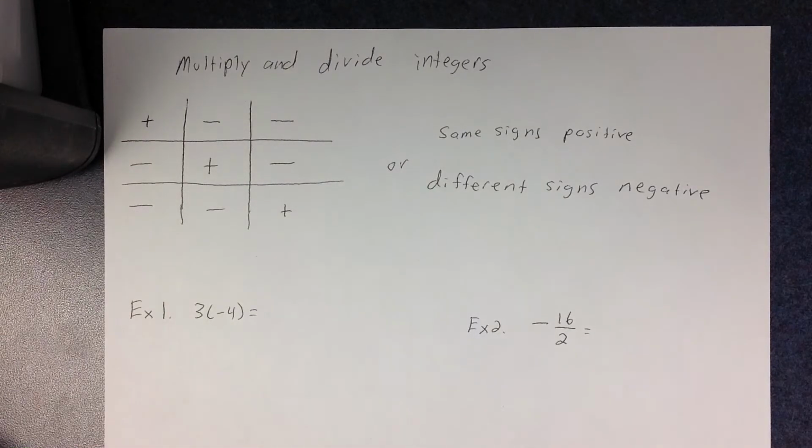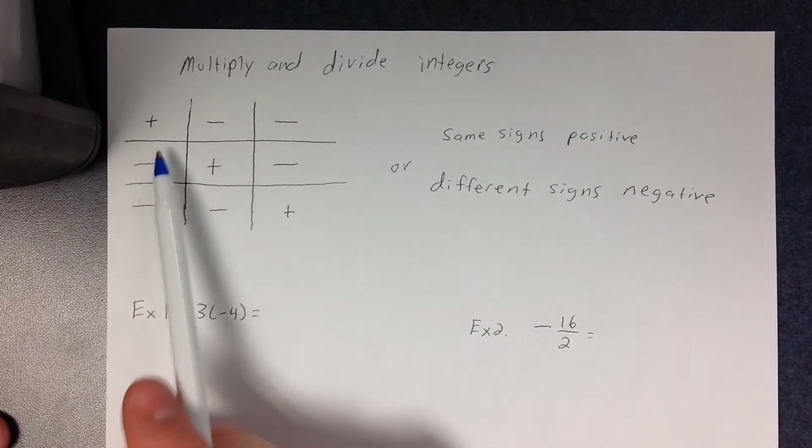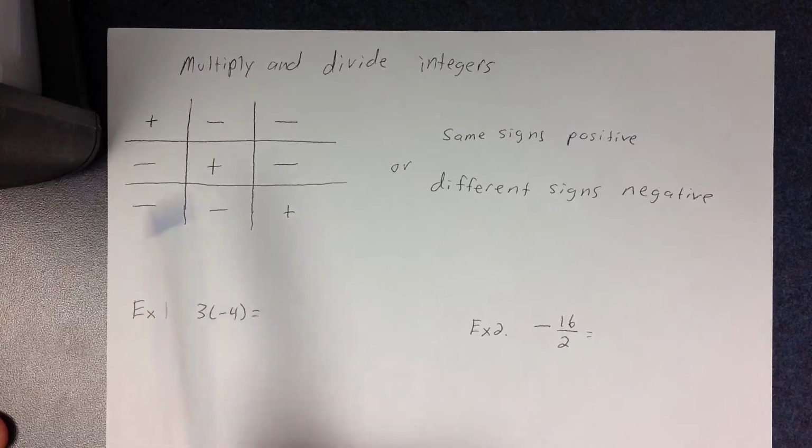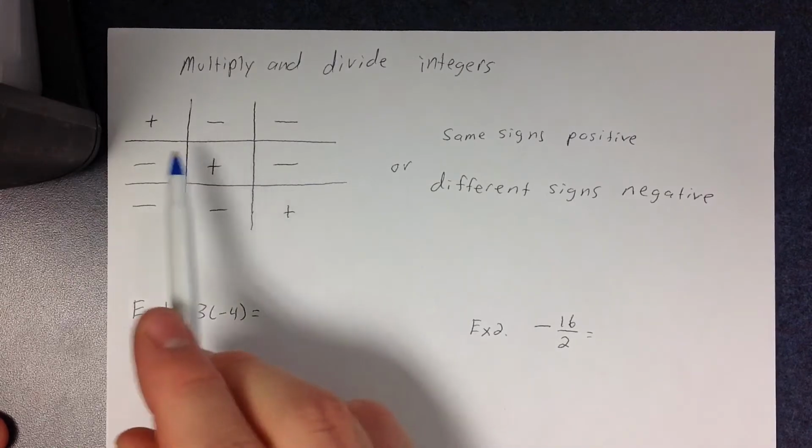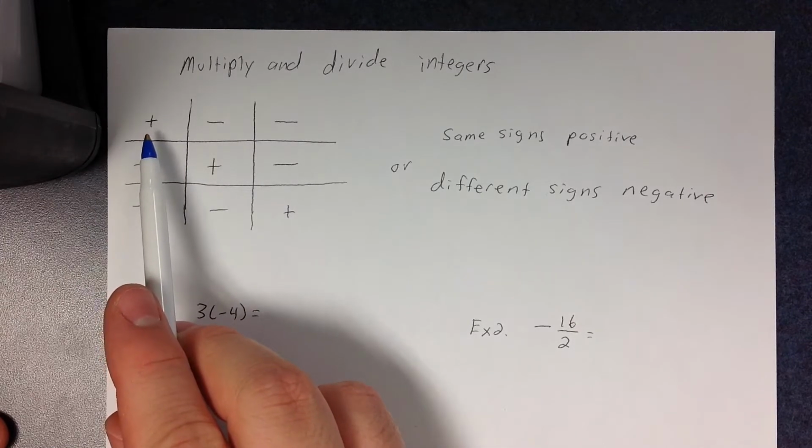Okay, we're going to talk about multiplying and dividing integers. A couple different ways you can think about it. One way is a tic-tac-toe board with plus signs on this diagonal and negative signs everywhere else. And it works with multiplication or division.